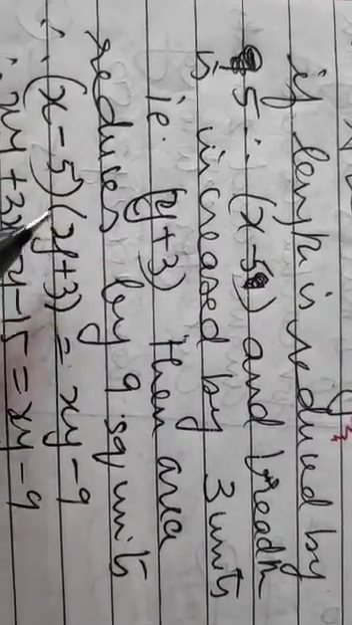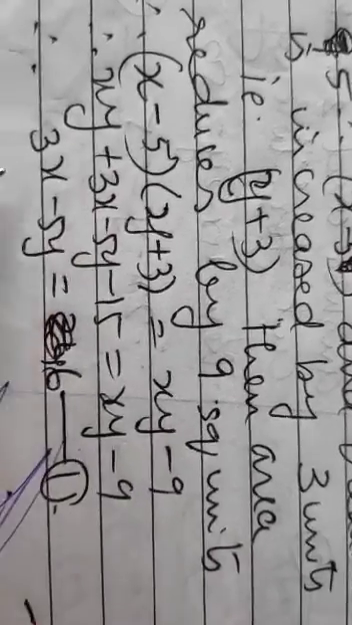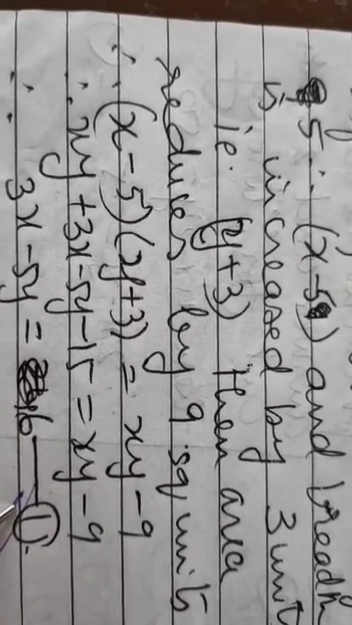If there is a change in the dimensions, the area will be length into breadth. This is the new length, this is the new breadth. If you multiply them, it will be the new area, which is equal to the old area, that is xy minus 9. Now you just open the bracket: x into y, xy, x into 3, 3x, minus 5 into y, 5y, minus 5 into 3, negative 15, is equal to xy minus 9. So xy cancels out on both sides. So finally you have 3x minus 5y equals 15 taken to the other side, so 15 minus 9 will be 6. First equation you get. Understood till here?